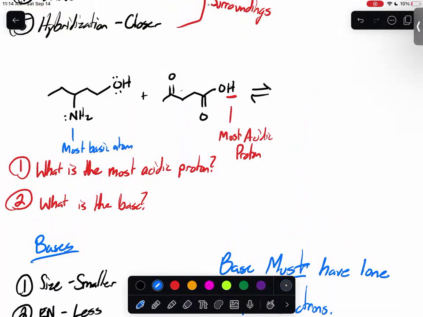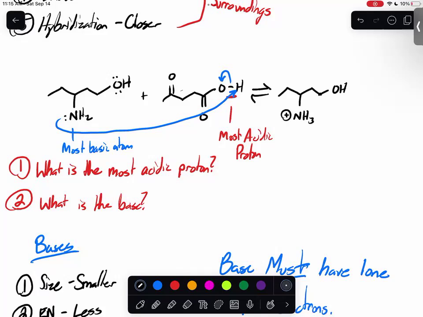But for right now, we have our most acidic proton, we have our most basic atom. So let's draw out what the reaction's going to be. Right? The nitrogen electrons are going to come over, grab that proton, kick the electrons back to that oxygen, and we're going to end up with our product, which has that NH3 plus, because remember that nitrogen just gained a proton. And then we have our O minus right there.